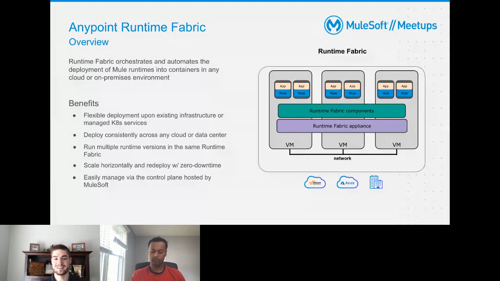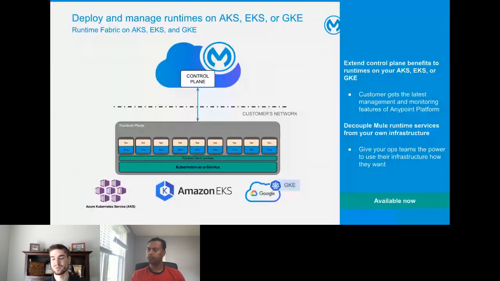MuleSoft is aware that customers are standardizing on Kubernetes as the key container orchestration platform for their application workloads. So what Runtime Fabric does is it allows you to own and manage your own runtime plane while the control plane still lives in MuleSoft Cloud. So you're not losing any of those benefits there.